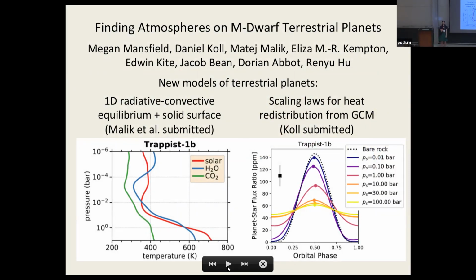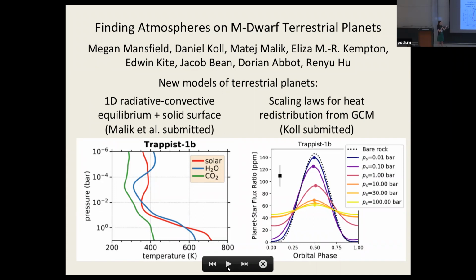Hi, I'm Megan Mansfield. I'm a grad student at University of Chicago, where I work with Jacob Bean and Edwin Kite. And my poster is a kind of whirlwind summary of 4 papers that we've recently submitted that came out of this collaboration that was focused on finding the best ways to look for atmospheres on terrestrial planets orbiting M dwarfs. So the first 2 papers present some new modeling results.